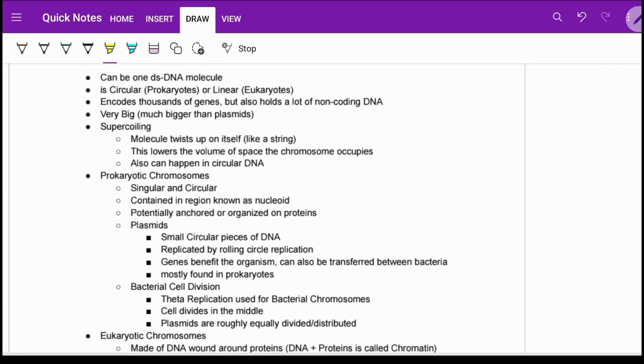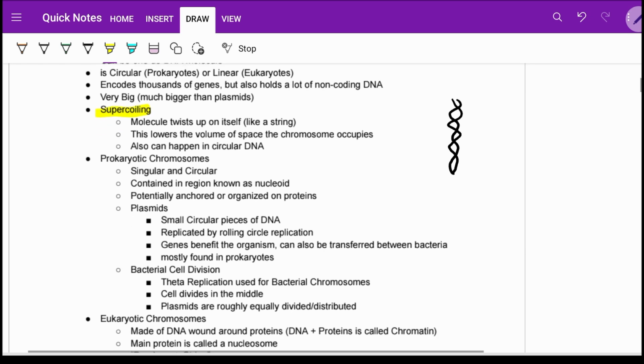They also do supercoiling. So if you've ever had a string and you start twisting it, and then all of a sudden, even after you stop twisting it, it will start twisting up on itself. So then it will start coiling up really tightly, and you're not even doing the twisting anymore. It's just like the tension of twisting is making more twists happen. That's what supercoiling is. Ignore my bad drawings as usual.